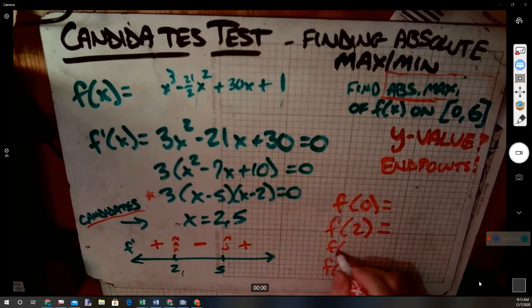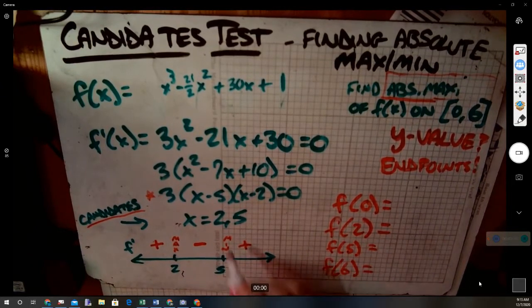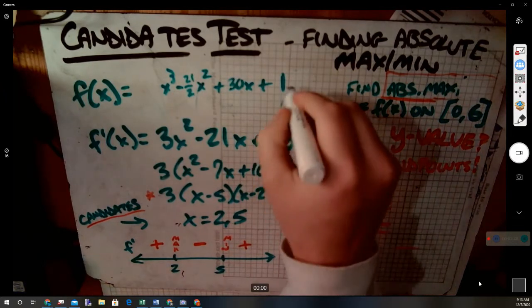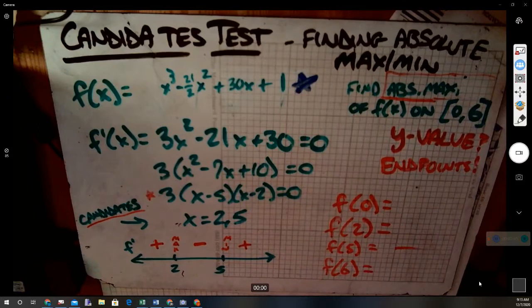If you found f of 5, that's fine as well. We know it's a minimum. I really shouldn't have to check that, but if you do so, that's not the end of the world. So to find those values, those are function values. Those are y values, meaning you're plugging back into our f of x function. That's the only way that we're going to find a y value.